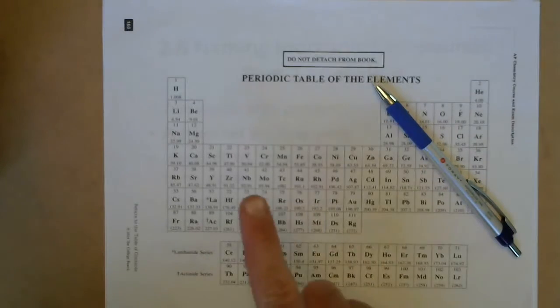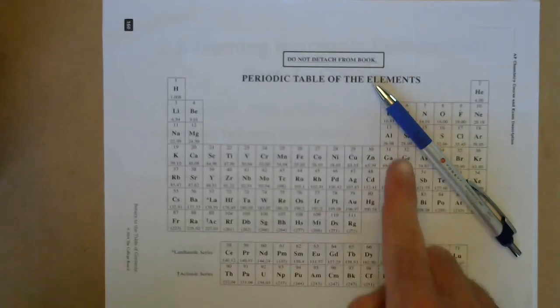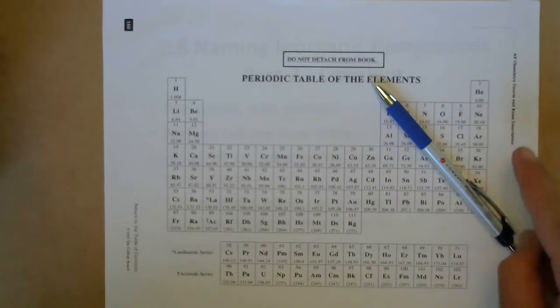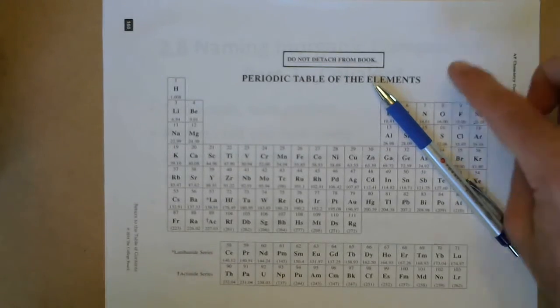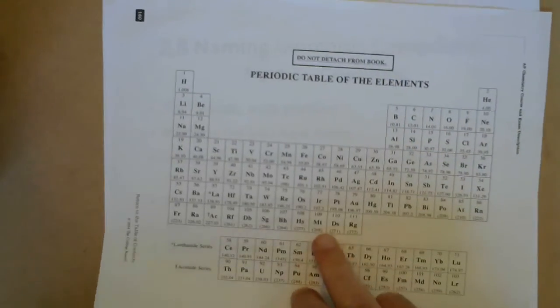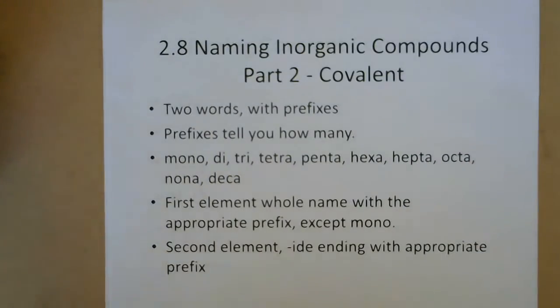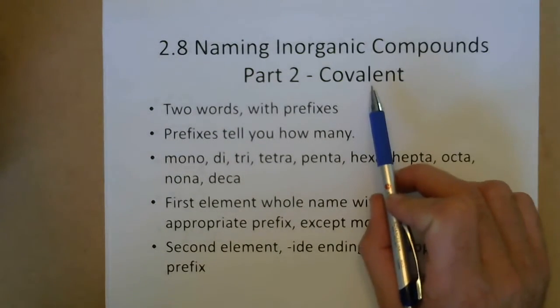Your ionic compounds are going to be made up of one metal, that's over here on the left side of the periodic table, and one nonmetal from over here on the right. Your covalent compounds are going to be made up of two nonmetals, so two things from this part of the periodic table over here. So figure out first if what you're naming is ionic or covalent, and then name it using the appropriate rules. So your covalent compounds, pretty simple.